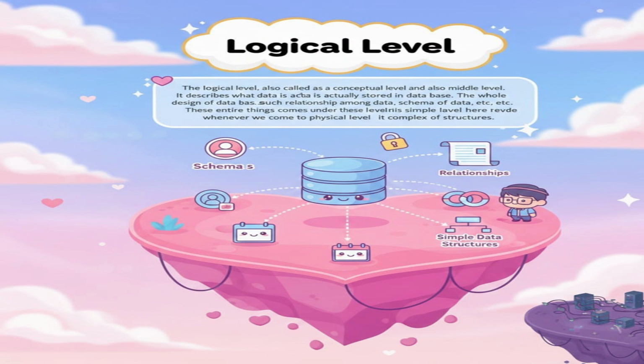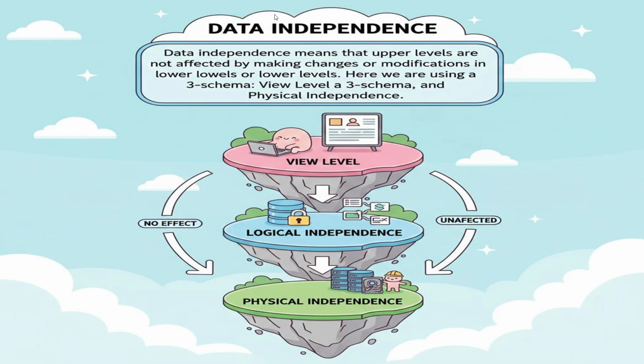Next is the logical level. The logical level basically describes what data is actually to be stored in the database, and the whole design of the database, such as relationships among the data, schema of the data, and so on. This entire thing comes under this level. Here this level contains simple data structures, but when we come to the physical level, it consists of complex data structures. So next our topic is data independence.